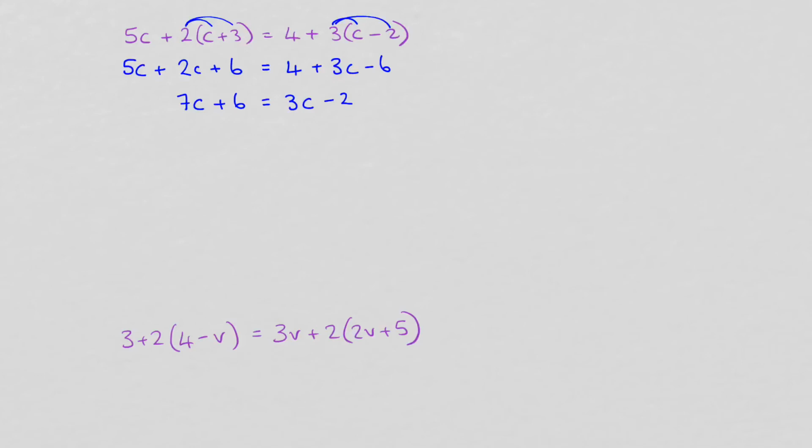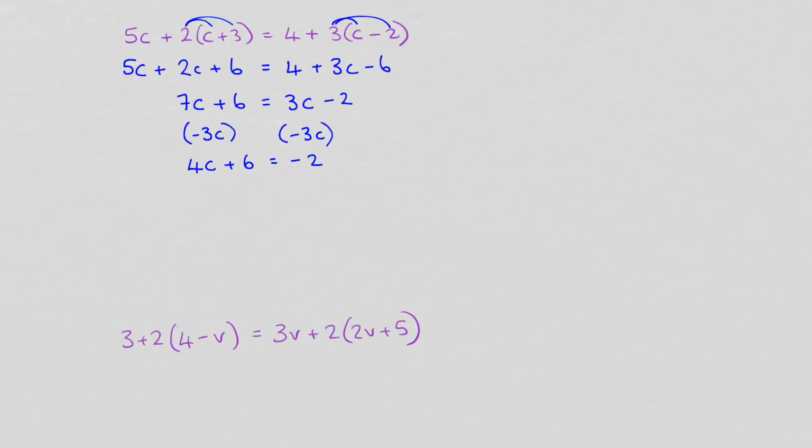Okay, so now we need to get the letters on one side only. Bring baby to mummy. So it's the 3c that's going to move. And the 3c at the moment is positive. That's why we need to subtract it from both sides. So 7c take away 3c is 4c. And we've got a plus 6. And then we've got 3c take away 3c, so the c's disappear. And we've got a negative 2. Now be really careful. Once that 3c goes, you've still got a negative 2, and that negative is very important.